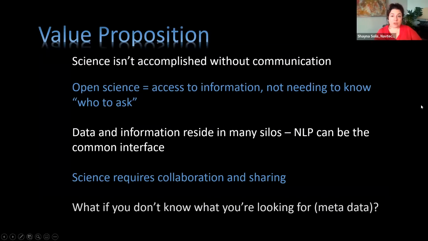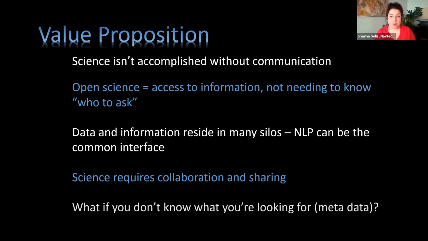For science, we know this is really important, right? Science is not accomplished without communicating. We need to be able to collaborate. We need to be able to share. The data and information that is out there might reside in so many different places that we don't necessarily have a good way to connect the dots. And the more people who are talking about open science, the more we need to really think about open access to information. Not knowing who to ask is very important.